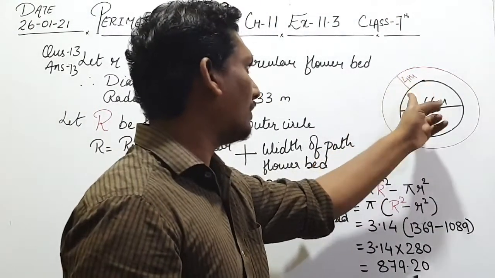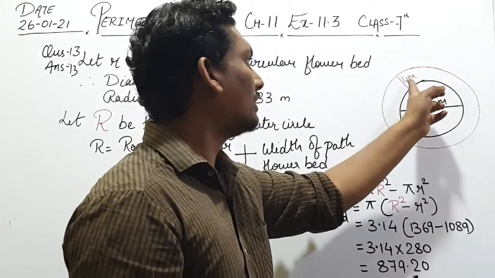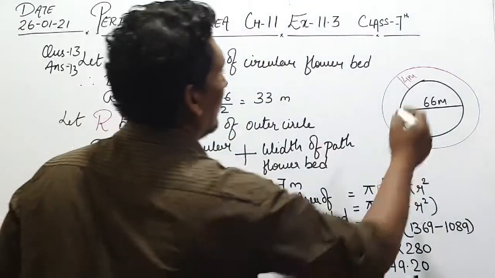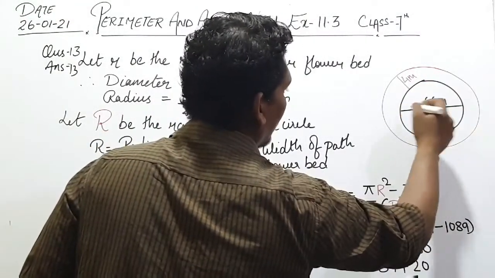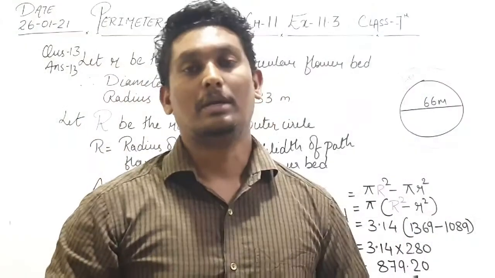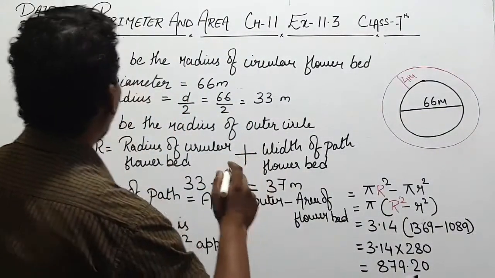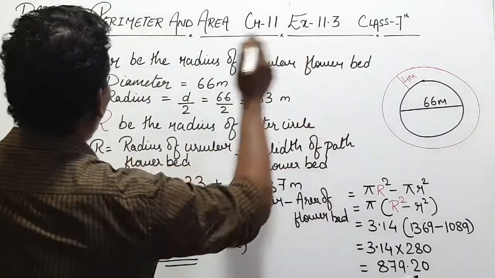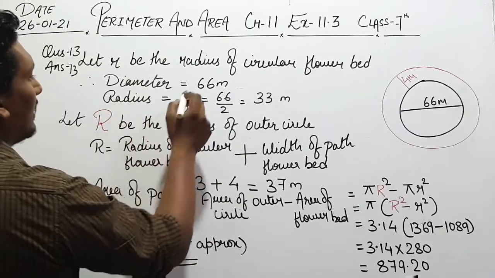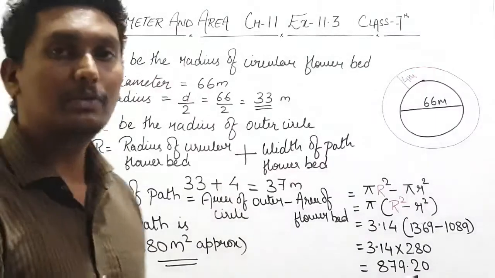So this width you have seen made with the red ink. The width is 4 meter. We have an inner circle with a diameter of 66 meter. So we have to find the area. For finding the area, we require R. So first we are going to find the radius here. Let R be the radius of the flower bed. Diameter is given, 66 meter. So for finding the radius, diameter by 2. So we will get 66 by 2, that is 33 meter.